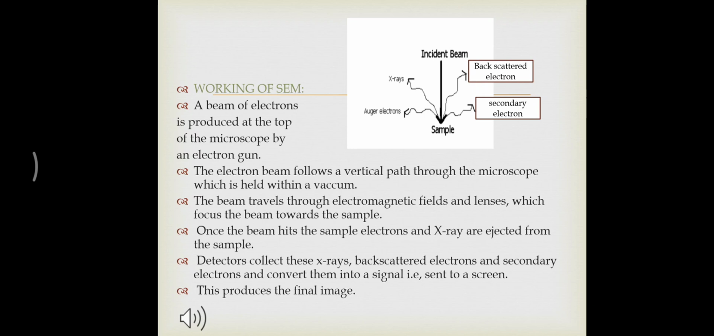Working of SEM. A beam of electrons is produced at the top of the microscope by an electron gun. The electron beam follows a vertical path through the microscope, which is held within a vacuum. The beam travels through electromagnetic fields and lenses, which focus the beam towards the sample. Once the beam hits the sample, electrons and X-rays are ejected from the sample. Detectors collect these X-rays, backscattered electrons and secondary electrons and convert them into a signal that is sent to a screen. This produces the final image.